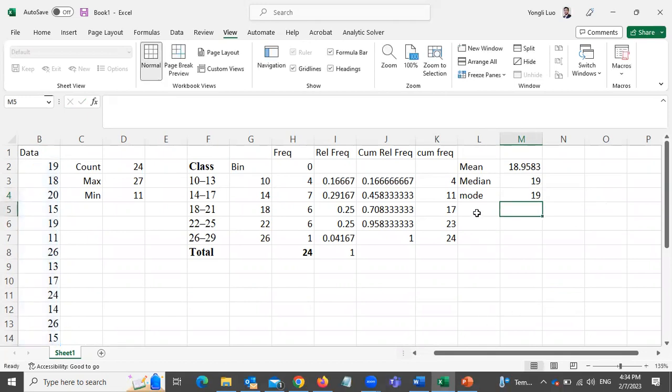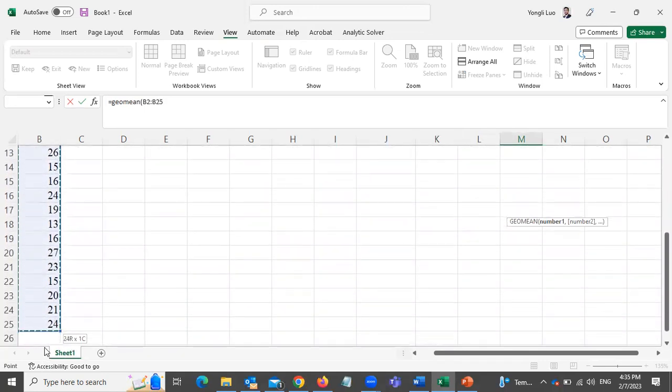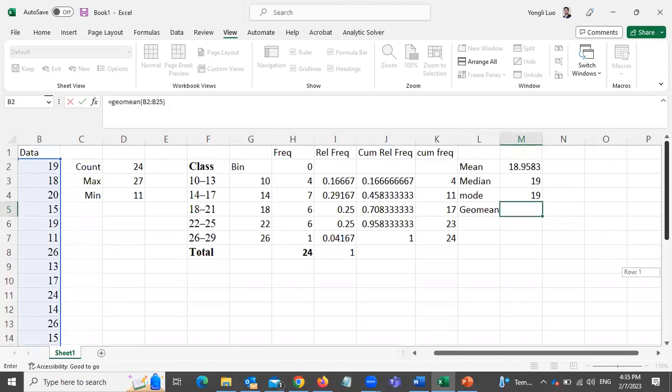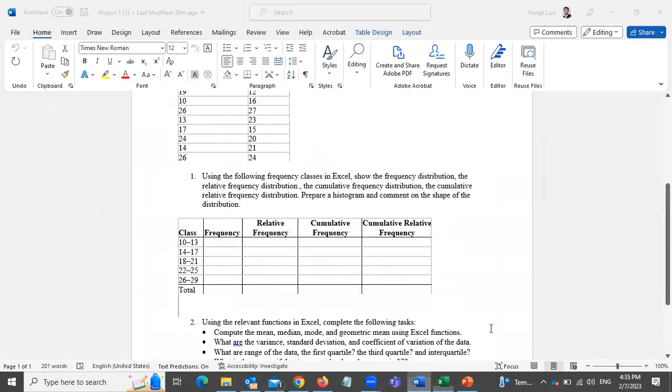Okay, so what is a geometric mean, right? Geometric mean is the geo mean. Yeah. So you're going to do the geo mean, geometric mean, and you select all the data. Okay, so that's the statistics of the point of measure, and then you have the range.